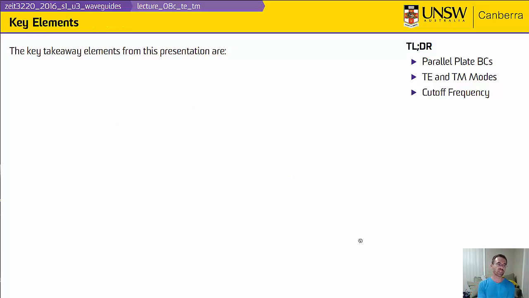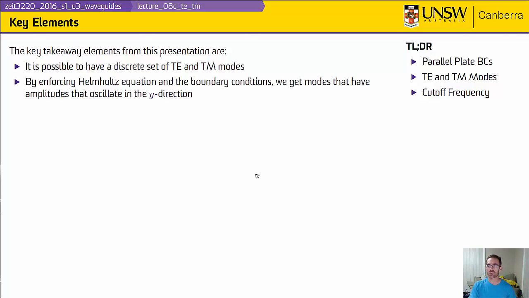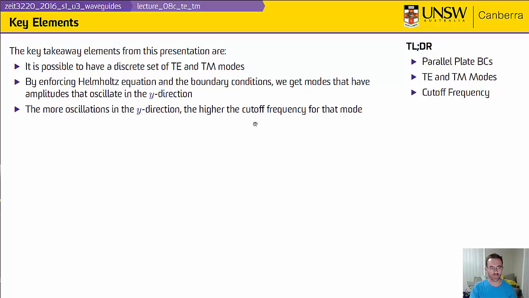So, what are the key elements to take away from this lecture? There's a few. 1. It is possible to have discrete sets of transverse electric and transverse magnetic modes. There was only one TEM mode, but in addition to that TEM mode, I now have an infinite number of potential TE modes and an infinite number of potential TM modes. Right? By enforcing the Helmholtz equation and the boundary condition, we get a set of modes that have amplitudes that are, in this case, oscillating as a function of y, either like sine or cosine, depending upon whether it's a TE or a TM mode.